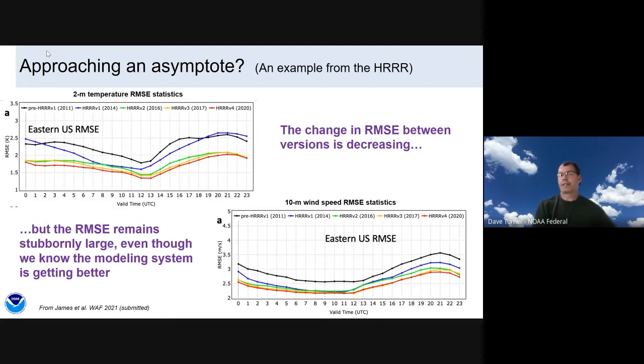These statistics suggest that the model is not improving, but we know the modeling system is getting better. We have anecdotal evidence from stakeholders, actually, that indicate that, for example, the wind energy community is really so excited about version 4, because it does such a better job predicting wind ramps than any other prediction system that they have available. And so from that type of information, we know the modeling system is getting better. These statistics don't really reflect that. So are we reaching an asymptote? Maybe, maybe not. Next click.